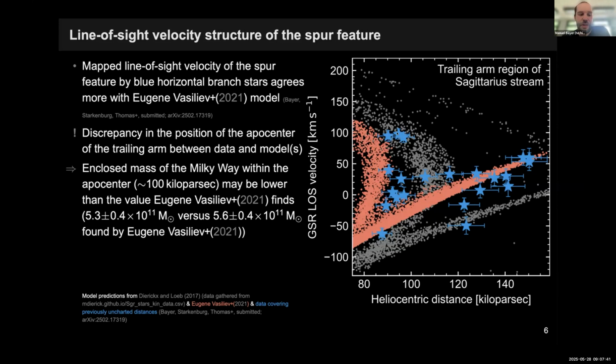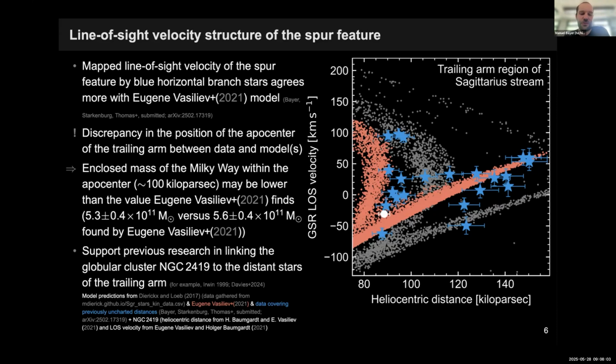And one other aim that we had in this work was trying to see how we can constrain whether the Milky Way globular cluster NGC 2419 is associated to the Sagittarius stream. This is shown here with this white circle, and it also follows the structure that we see here. So we also support previous research in linking this globular cluster NGC 2419 to this distant part of the Sagittarius stream.